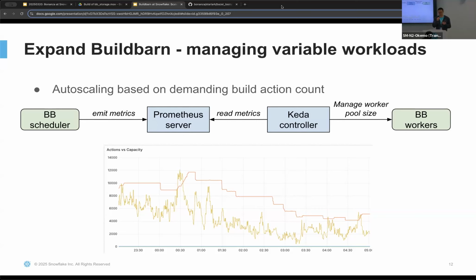The graph below shows the autoscaling result. Generally, you can see that the yellow line is the demanding build action count, and the red line is the worker pool capacity. You can see that with the up and down of the workload, our auto scaling can scale the workers up and down accordingly.